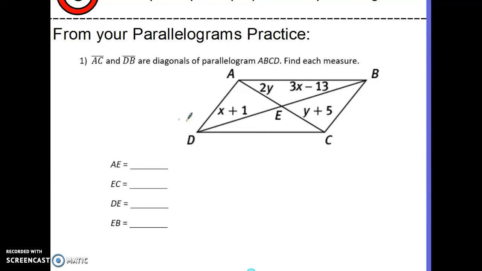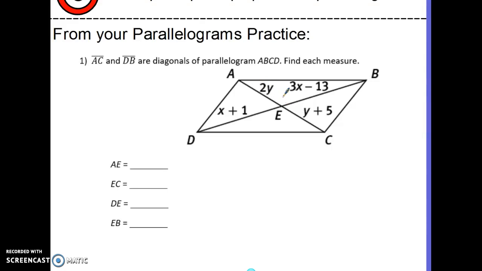So first things first, let's do number 1 together. So this is applying that property that the diagonals of a parallelogram bisect each other, okay? So if the diagonals bisect each other, that means that these halves are the same, right? Because E is in the middle between all of them, okay?